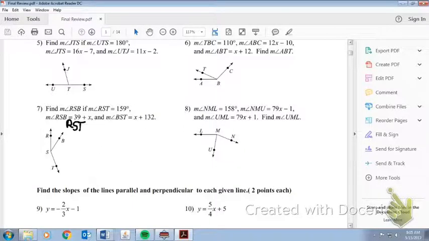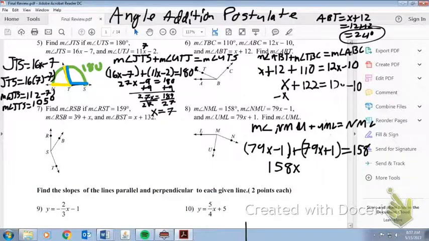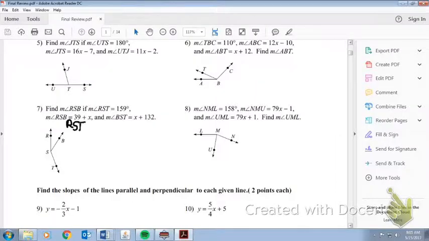So number 7 is when I write out the application of the angle addition property. I get RST, that's the large outside angle. That is going to equal the sum of RSB plus BST. And then I go RST, okay, I'm told that's 159. RSB, I'm told is 39 plus x. And BST is x plus 132.